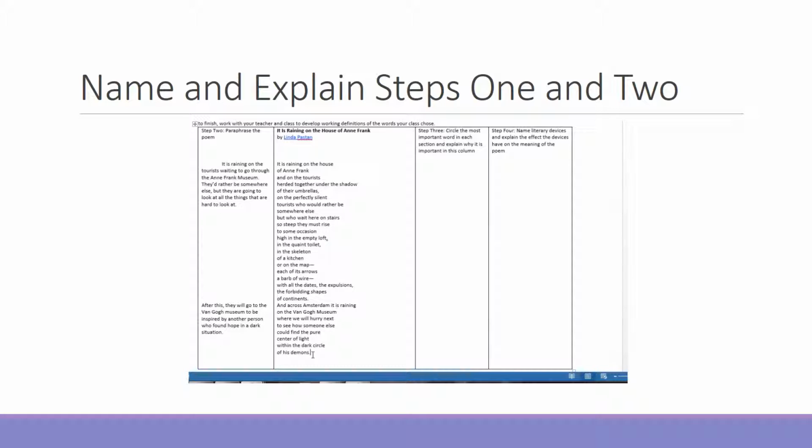And so this poem, this person is discussing how people in dark situations find hope and how people remember what they did and are inspired by what they did, and hopefully will be able to transfer some of that inspiration into their own lives as they go through hard times. Maybe they'll be able to do what Anne Frank did or what Van Gogh did and find hope and peace and joy in their own lives, even though they're having troubles as well. So we're going to move on to step 3 in the next video.